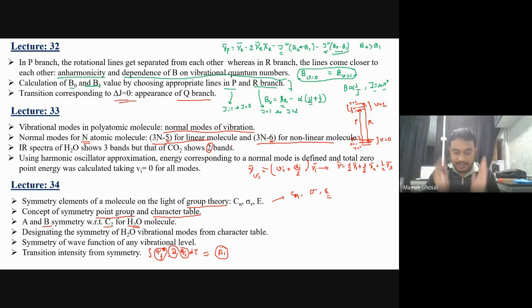So for a successful transition, psi f and psi i will follow some symmetry, which will be multiplied with mu to give this A1. Under that condition, this transition will be much more facile. So this was a small discussion from group theory, and for the water molecule, how the symmetry affects the transition intensity, etc.